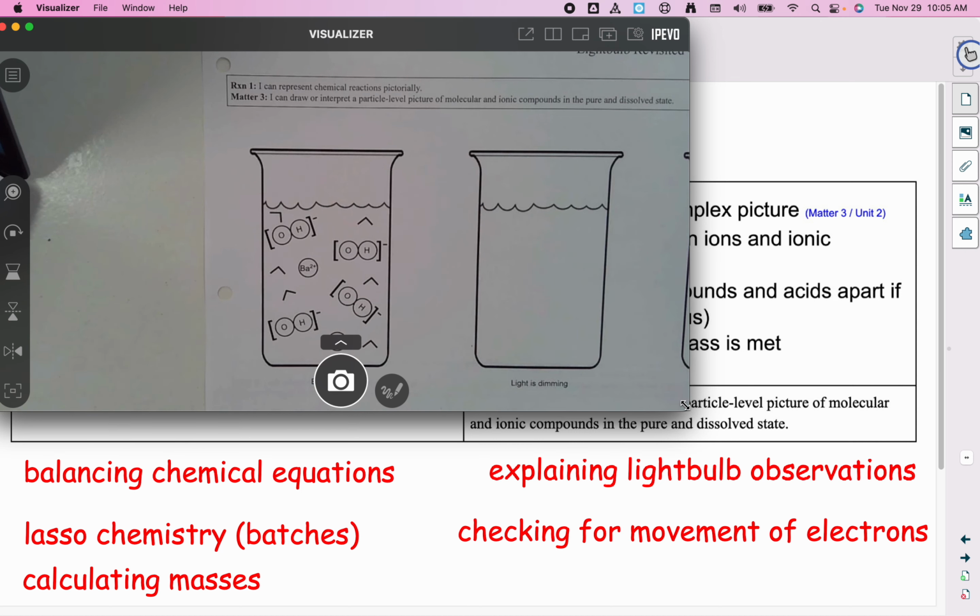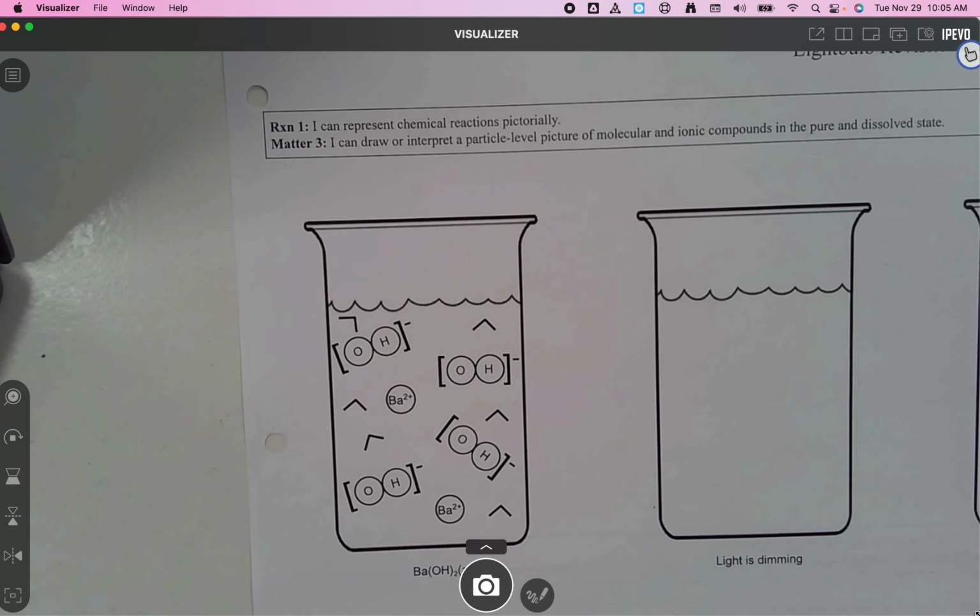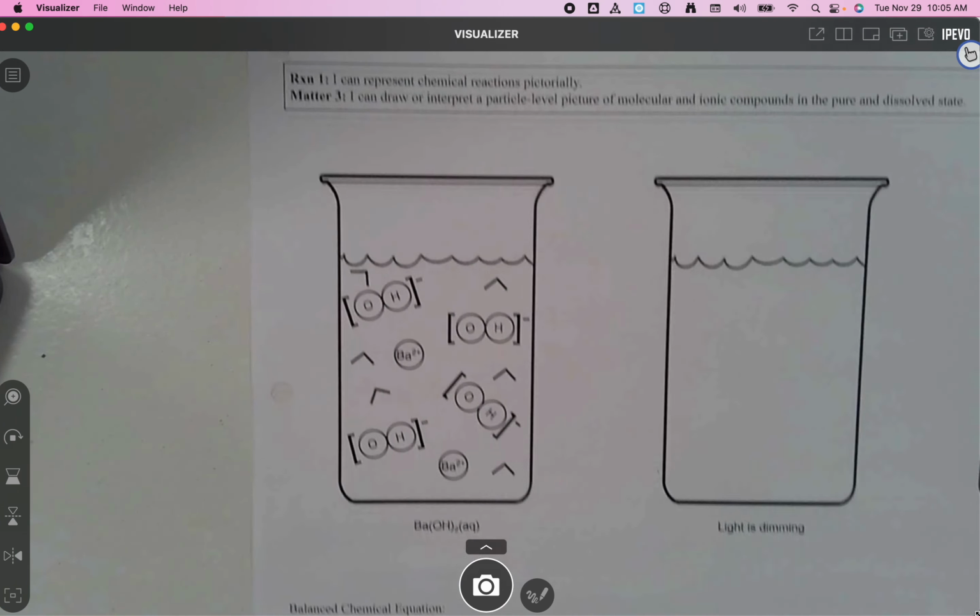I drew the barium hydroxide. You can see all of its ions, beautiful and ready to go. And when we had just the barium hydroxide, we know that the light was on. In order to tell the story, I think it's important that we noticed that a chemical reaction was occurring, and even that we identified that this was likely a double replacement reaction.